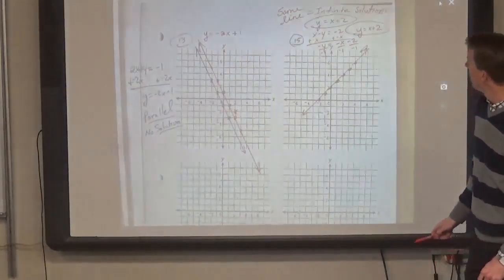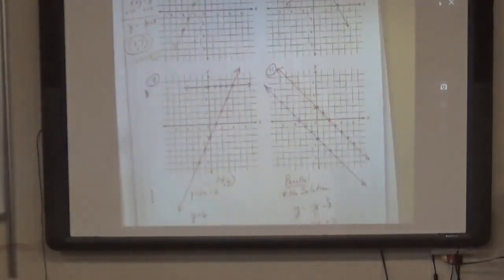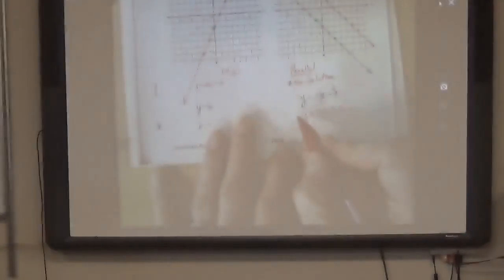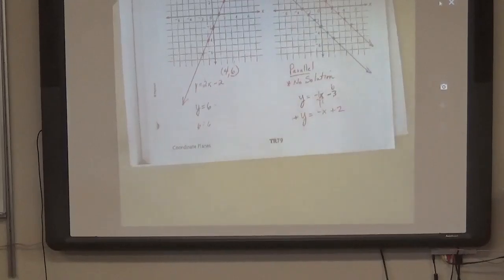And if it's -x, like it was on number 11, look at this equation right here. This is -x. So that means the slope is -1. You go down 1 and then right 1. Any questions at all before I let you do some practice?